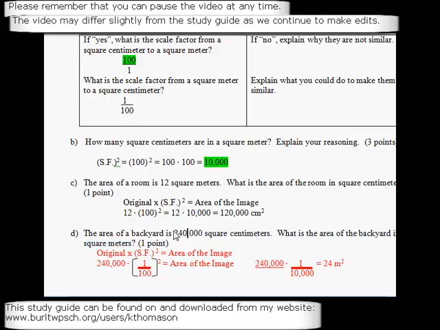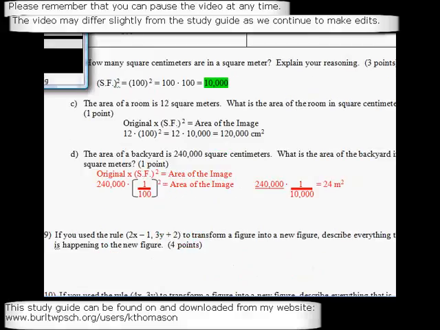And obviously it would make more sense if you were talking about your backyard to talk about it being 24 square meters and not 240,000 square centimeters. This is closer to what somebody could actually visualize, where this, they would have no clue what that means or how big it is, obviously, unless they did the math involved to get there. Alright, we're ready.